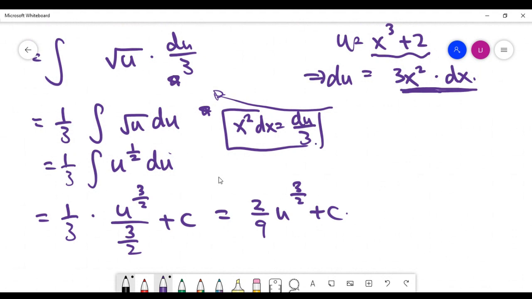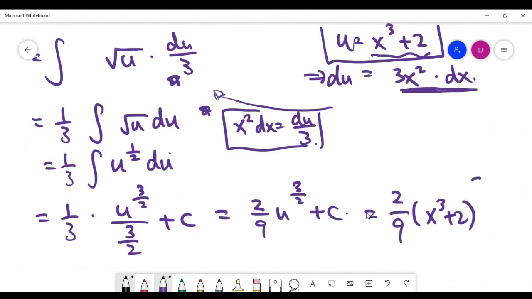So if you're able to arrive at this step, it's actually very good already. I'm just applying the power rule to the function u to the power half. And of course, at the final step, we have to change the u back to the function of x. And u is the same as x cubed plus 2, right? So I put it in as a replacement for the u term. And we have to add c at the end, and it's the final answer to this problem.